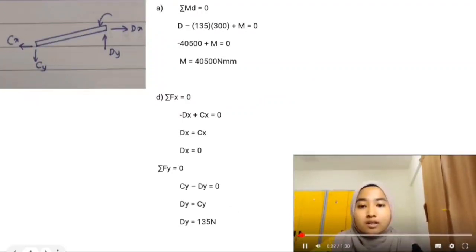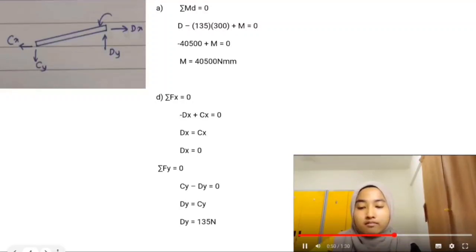Next, we're going to calculate the couple M. So we're going to use the moment D equals to 0. Negative 135 multiplied with 300 plus M equals to 0. So the total is negative 40500 plus M equals to 0. M is 40500 Newton mm.